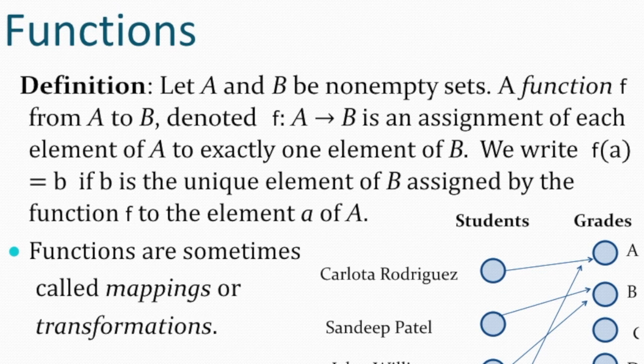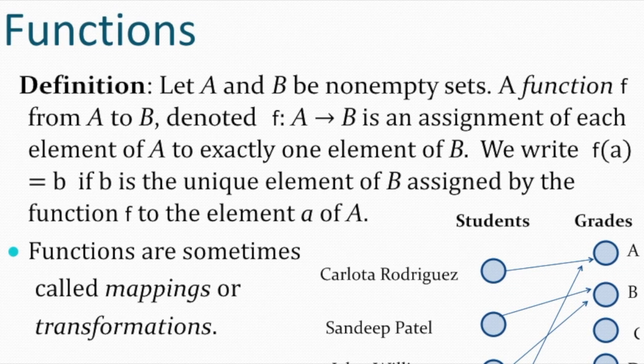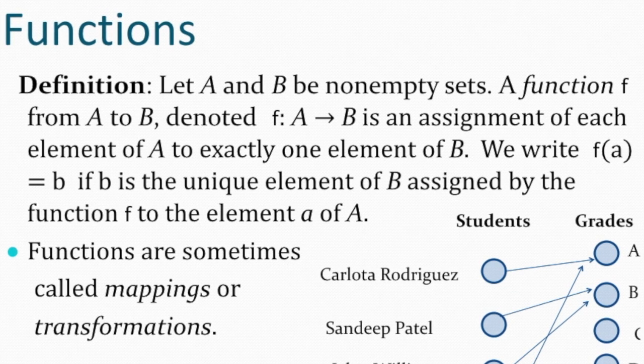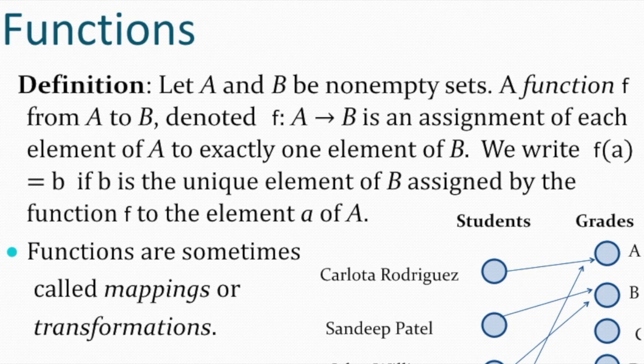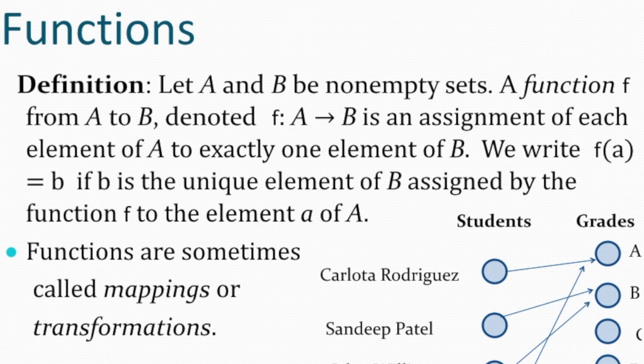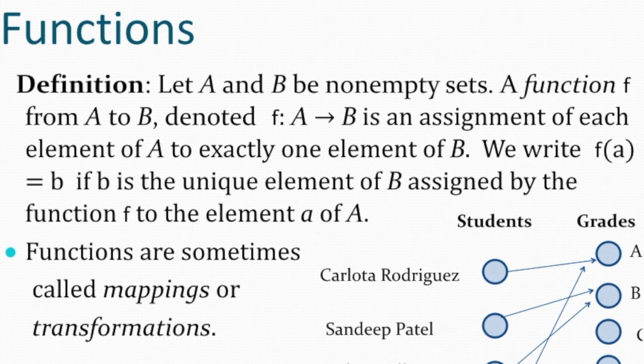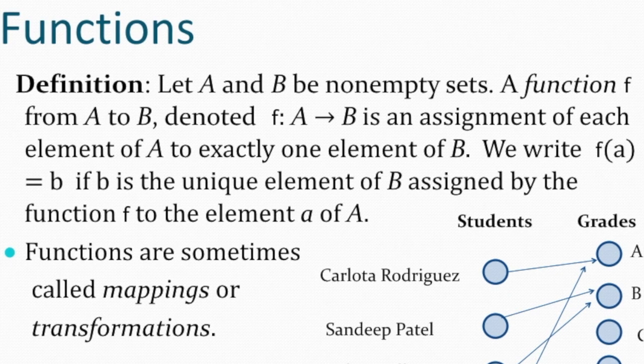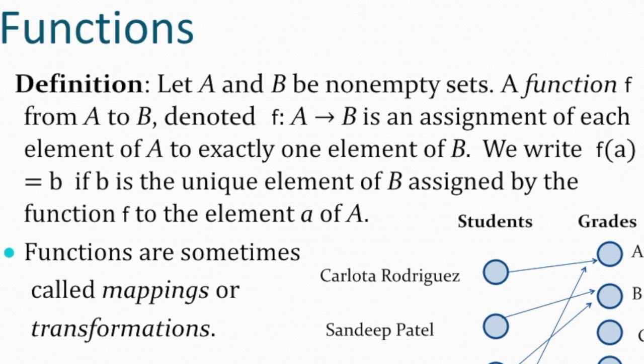So a function is basically a mapping between the elements of the set A and B. If you have sets A and B, both non-empty, you will have a function f, denoted f from A to B, which gives you exactly one assignment of each element in A to an element in B.